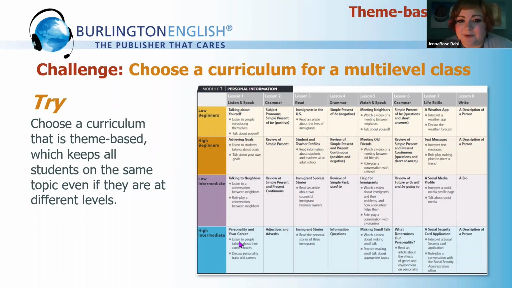Low intermediates are talking to neighbors and high intermediates are getting into your personality and career. Really, we're all talking about personal info, how to introduce ourselves and talk about ourselves. So that's where we could start to really do some group activities, warm-ups, and games together at the end of class.